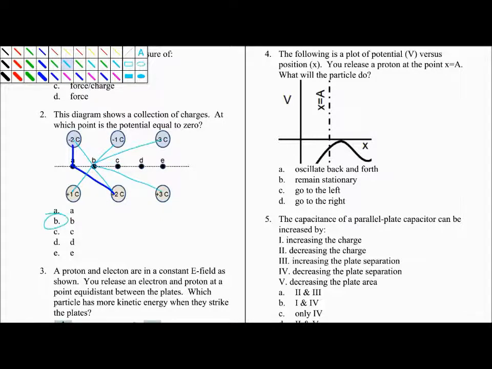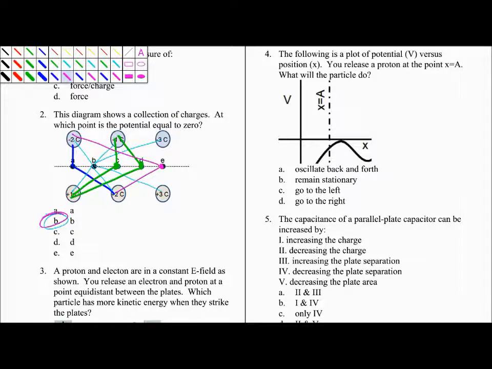If we look at some of these others, for example, here at C, that distance is different from that distance, so the potential due to the -1 and +1 don't cancel out. And then similarly over here, this distance is different from that distance, and here, for example, this distance is different from that. So B is the right answer.